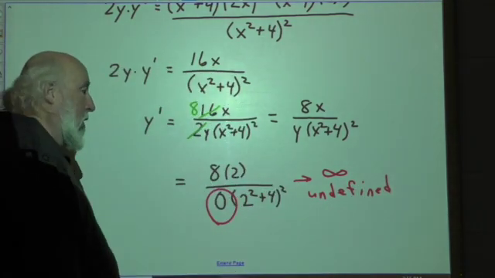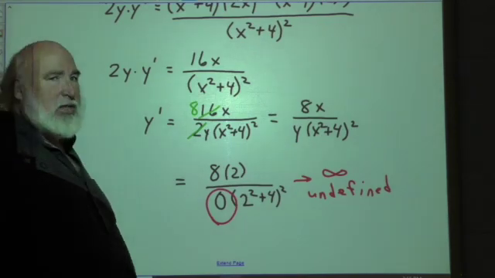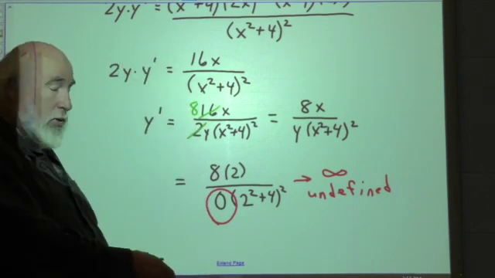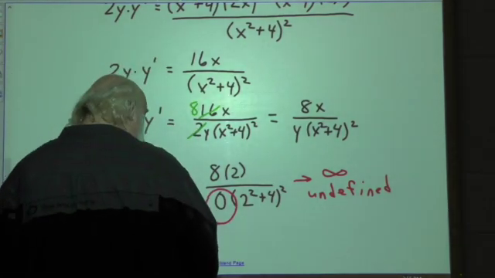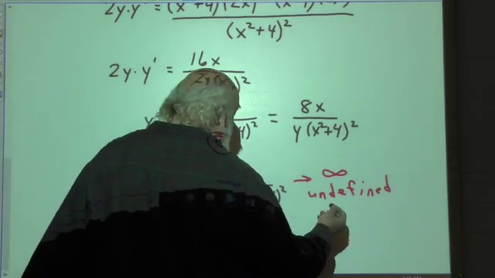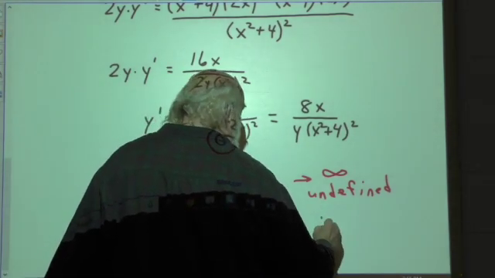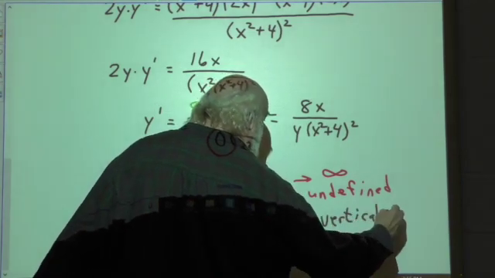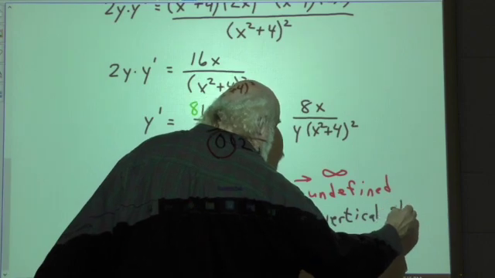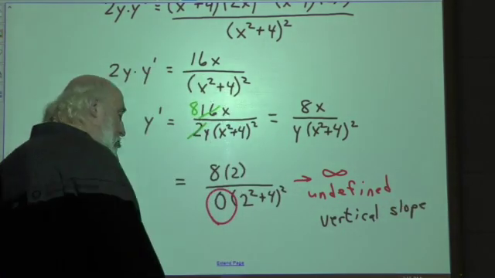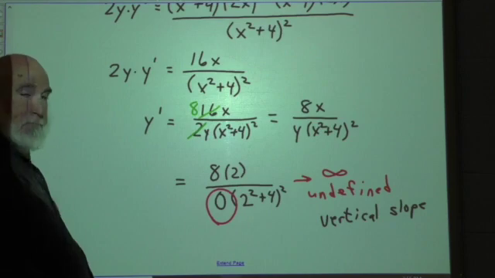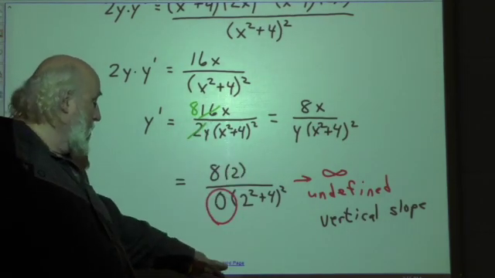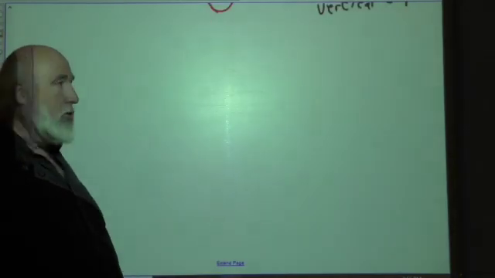More importantly, if you have an undefined slope, that's the opposite of a zero slope. Zero slope is a horizontal line. An undefined or infinite slope is a vertical line. So this is a vertical slope. Okay? Don't see those too often, but when we do, go with it. It's nice to see horizontals and verticals. It makes life so much easier to calculate.